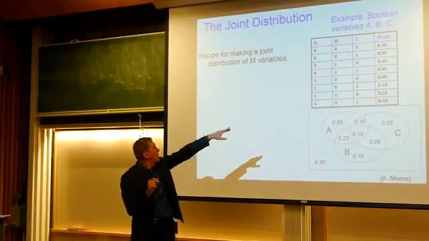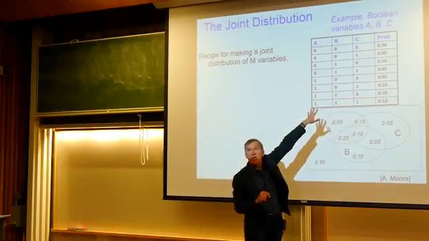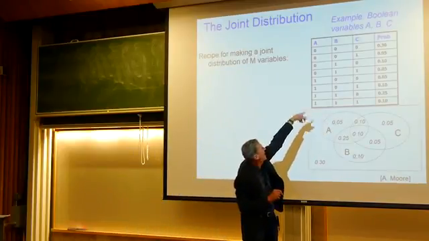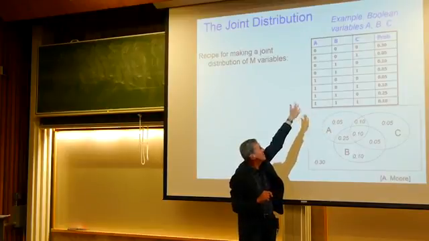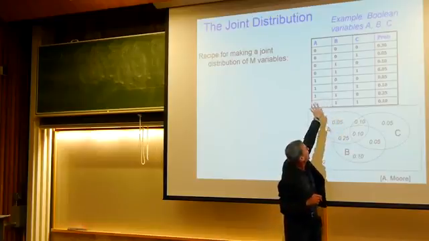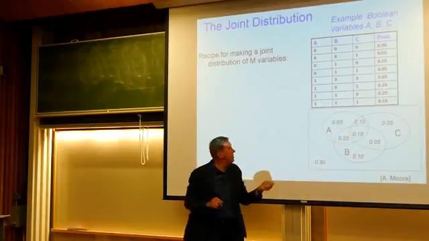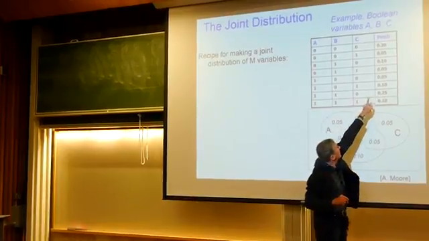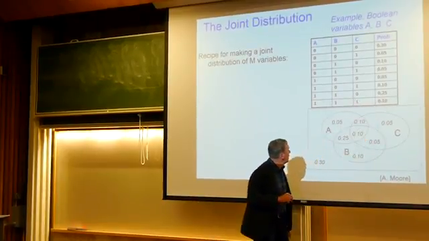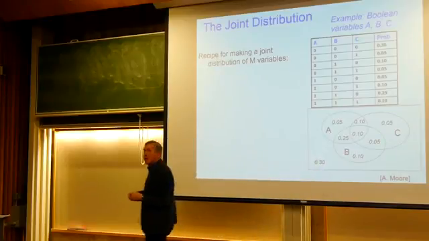In this example, I have 3 Boolean random variables, A, B, and C. You can see they can take on each one a 0 or a 1. They're Boolean variables. And for every joint assignment of 0s and 1s to those 3 variables, I've assigned a probability. And here's actually a Venn diagram that describes that.